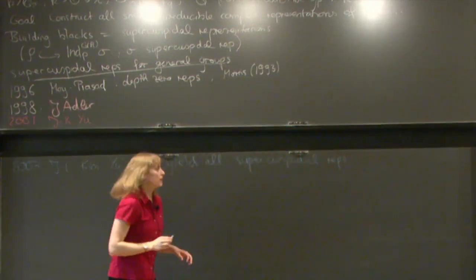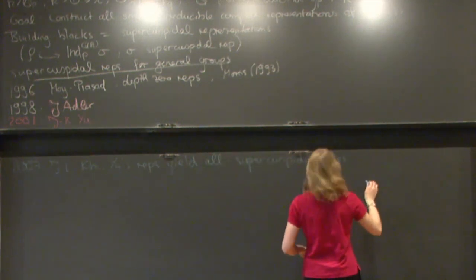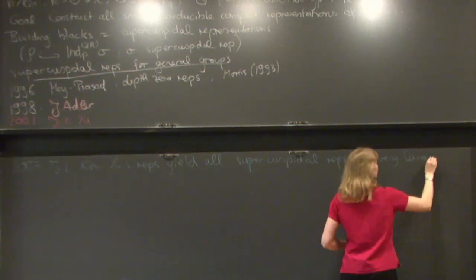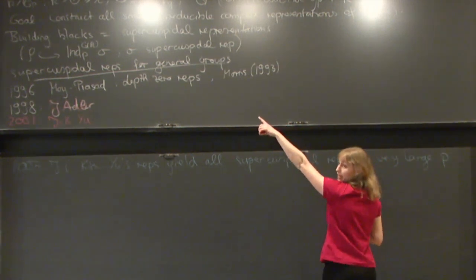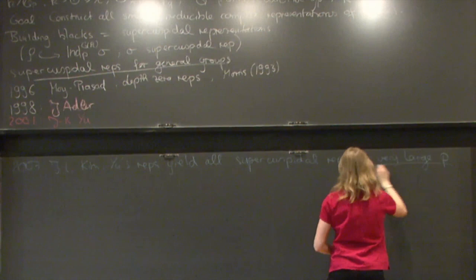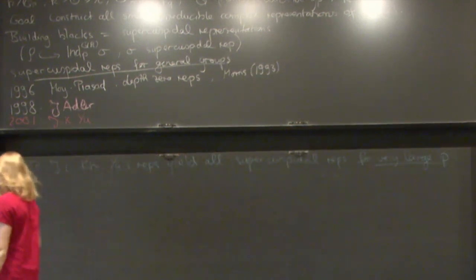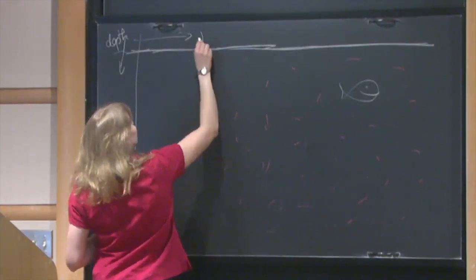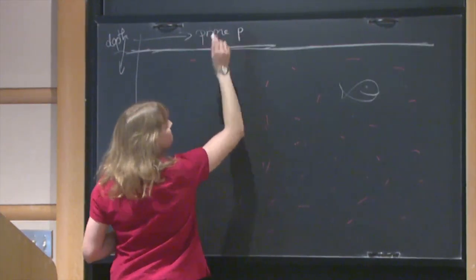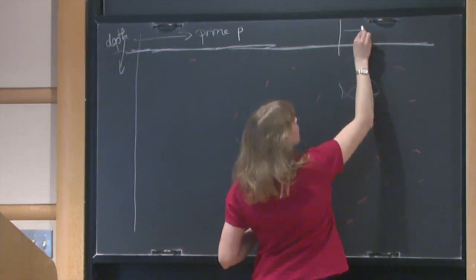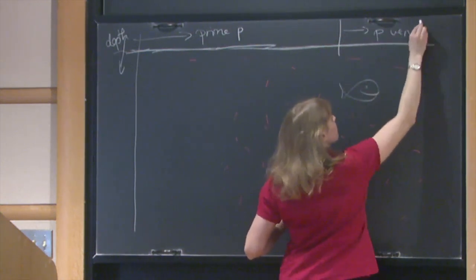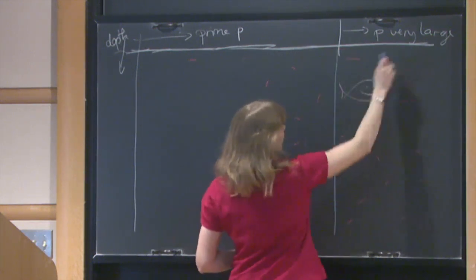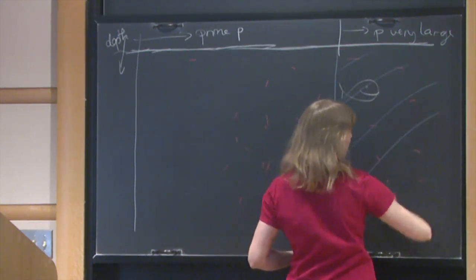But with a small caveat, she assumed that the prime is very large. So the prime P of our p-adic field, the characteristic of the residue field, if this prime is sufficiently large, let's say I want to draw in this direction the prime P, and let's say this is the zone here where P is very large. So what Julie Kim showed is that if P is very large, we get all representations.